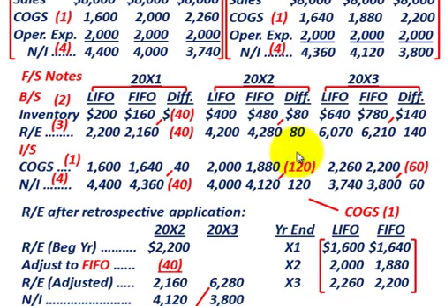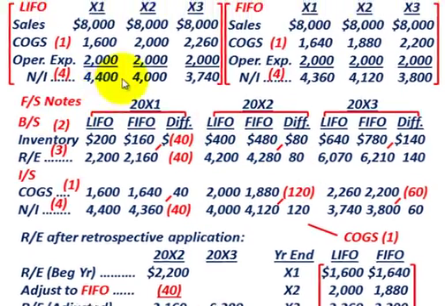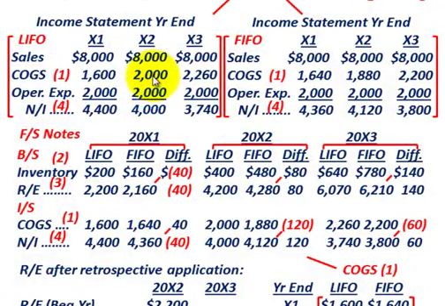Okay, so this is what you have to show here. You have to determine what your income statement for each of those three years would have been for LIFO. But then we have to restate our income statement based on FIFO, and see what would change with FIFO.